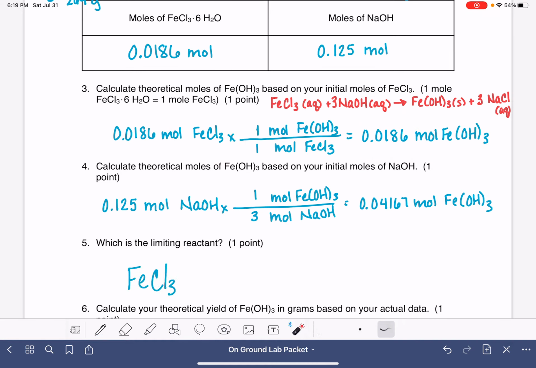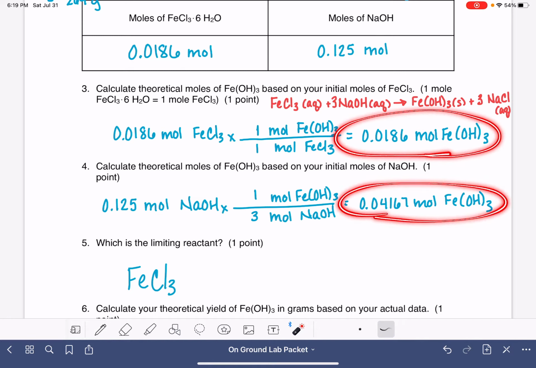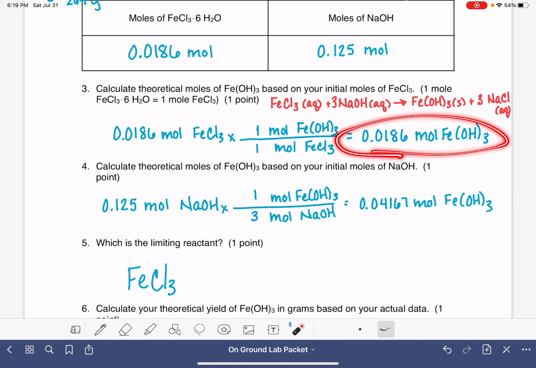So the limiting reactant, again, I'll say that one more time. Step 1, we have to analyze the 2 moles of FeOH3. We're going to decide which one is the smaller number. The smaller number, that is the one that came from the limiting reactant.